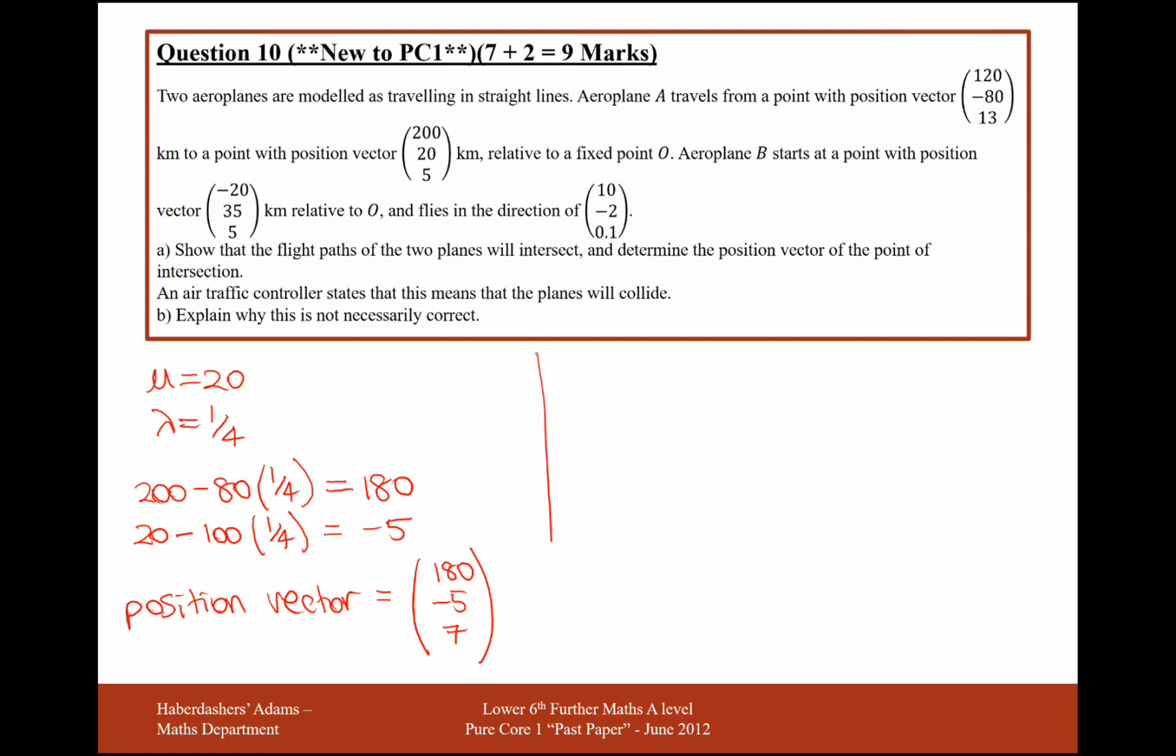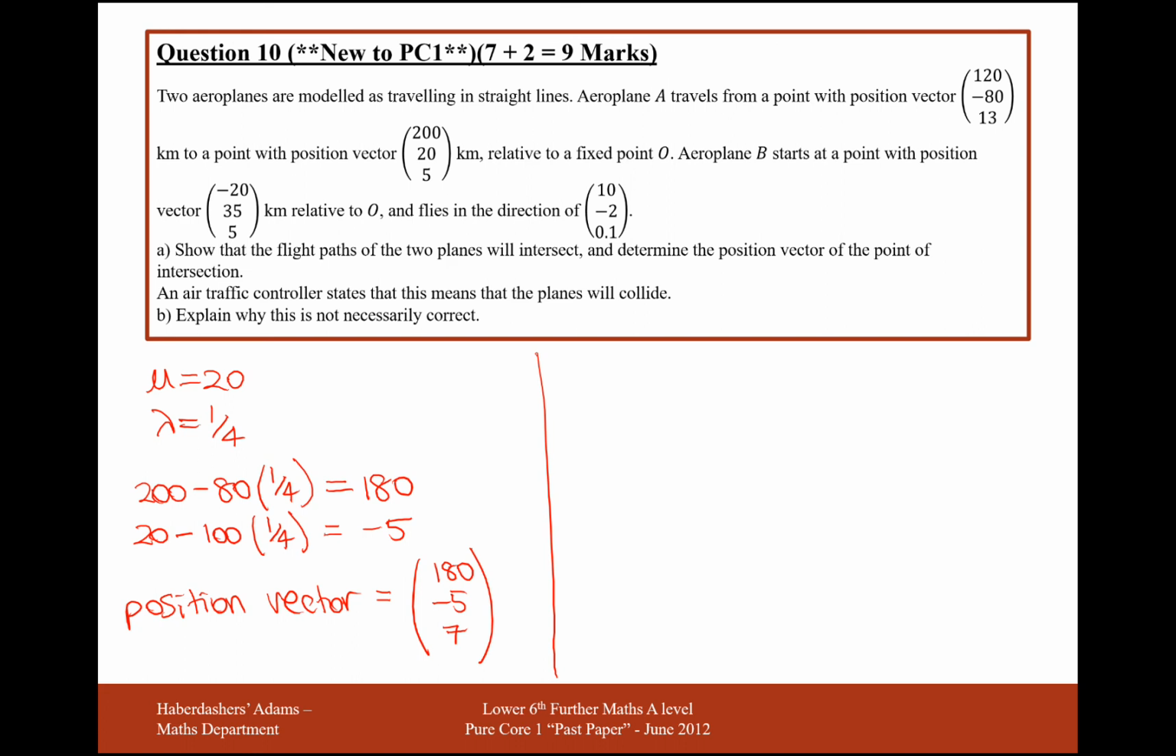So the next thing we need to do is to answer part B. An air traffic controller states this means the planes will collide. Explain why this is not necessarily correct. Well, the answer's in the mark scheme, so I'll just read it out. The planes pass through the same point, but not necessarily at the same time. So what could have happened is plane A could have travelled first, and then half an hour later plane B could have come along and intersected the same coordinate that A had previously crossed half an hour ago.